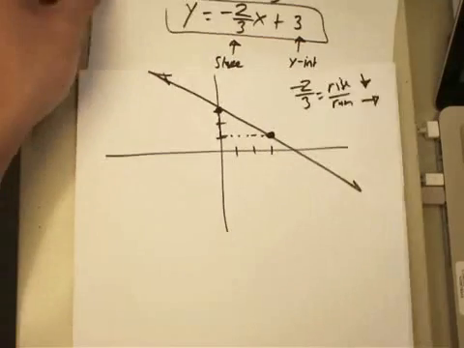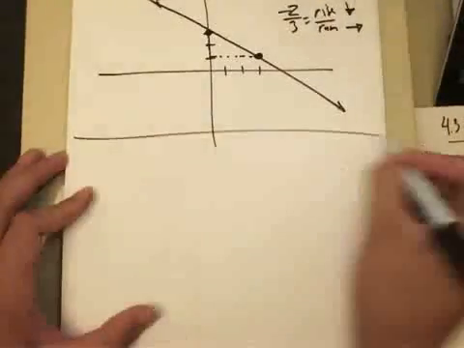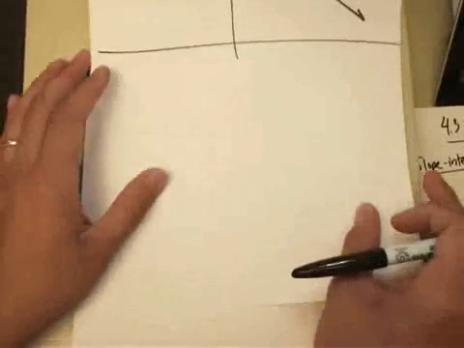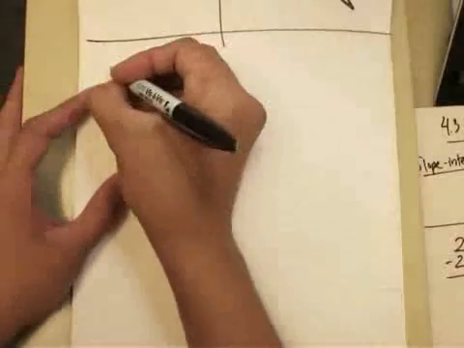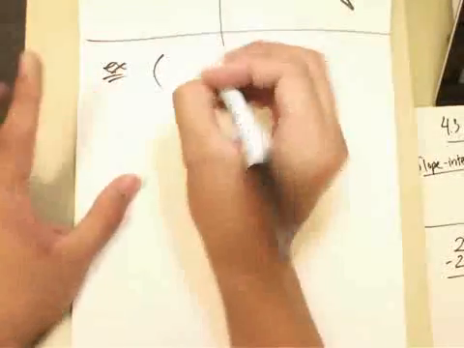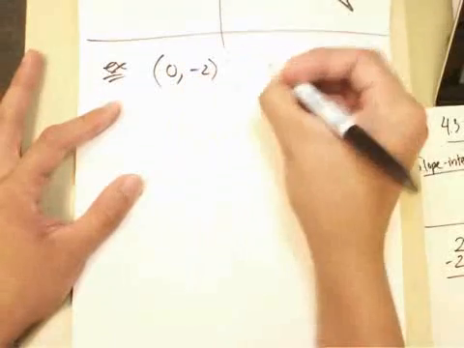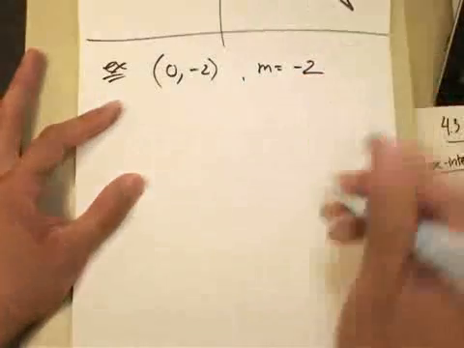Alright, so here's another example that I would like to show you. Instead of giving you an equation, I'll just give you a point, an intercept, and a slope. Actually, yeah, sure. Let's take a look at this one right here. Let me give you an intercept. Specifically, it's the y-intercept. So it's going to be (0, negative 2), and here's my slope of negative 2.